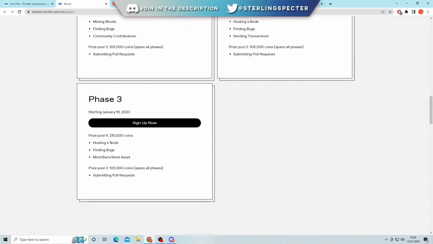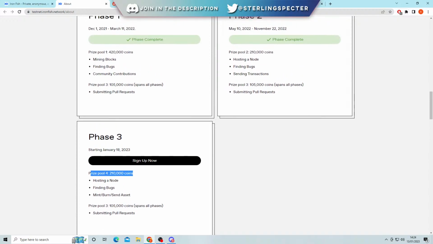But as you can see in phase 3, you can sign up now starting January 18th. The prize pool is 210,000 coins. So it's like a pre-mine for the coins.